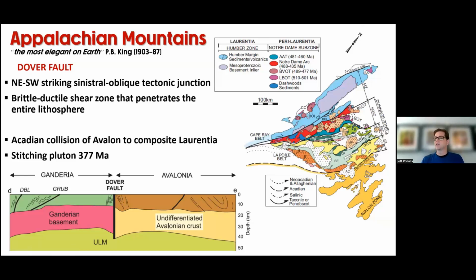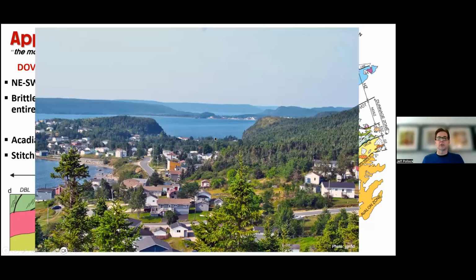It's a big sinistral oblique tectonic junction. It is the collision of the peri-Gondwanan microcontinent of Avalon to composite Laurentia. It penetrates the entire lithosphere into the mantle. It has repeated motion over a 45 million year period, and it has a classic stitching pluton, the Ackley batholith here, that records its final juxtaposition. This is a picture of the town of Dover showing that fault right through here as it continues right down the bay. So it is one of the major features.